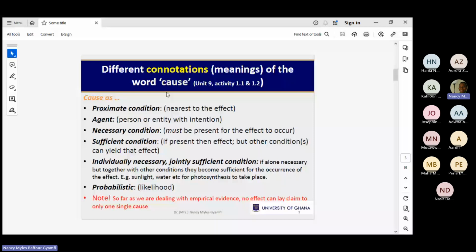Then we went to sufficient condition. We said when we talk of cause as sufficiency, it means that that event, that antecedent condition, if present, will yield the effect. But its absence doesn't mean the effect cannot come through another means. Another thing can cause that effect. And so this one that caused it would then qualify as what? A sufficient condition. I gave you those examples, so I just want to mop up with that and then we move on.